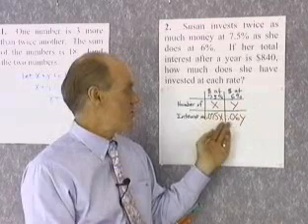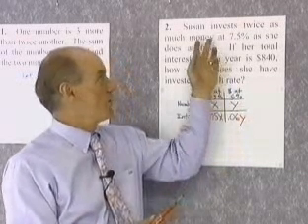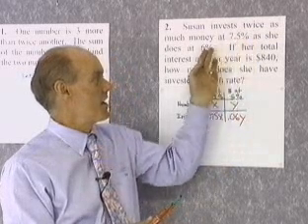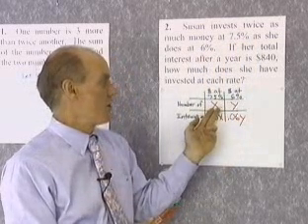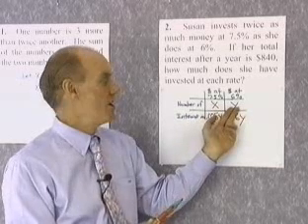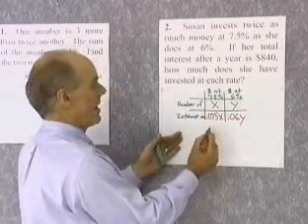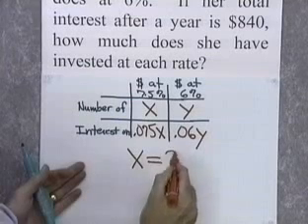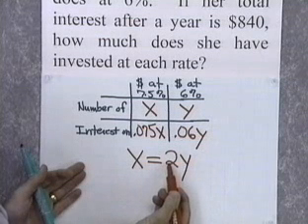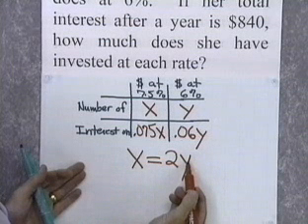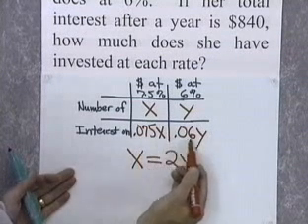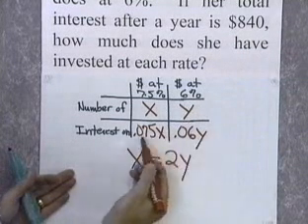Now, what's the relationship between x and y? Well, what it says up here is that Susan invests twice as much money at 7.5% as she does at 6%. So the dollars over here at 7.5% are twice as large as the dollars over here. So that's going to tell me that x is equal to 2y. The number of dollars at 7.5% is twice the number of dollars invested at 6%. The second equation I'm going to get comes from the fact that she earns $840 in interest after the first year.